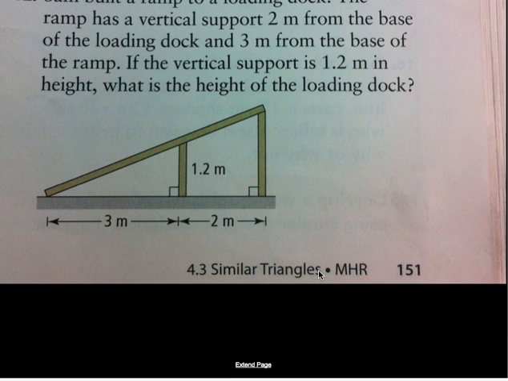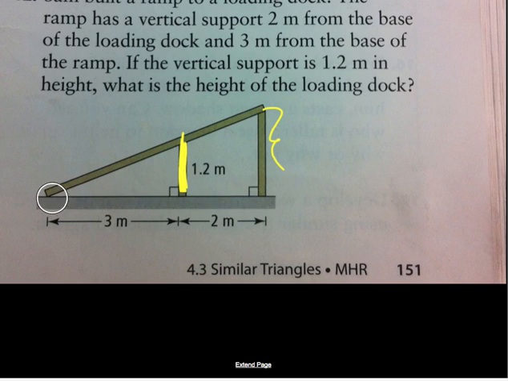Lock in place. All right, we should be good to go now. What it's saying is the dock is 2 meters from this support right here, is 2 meters away from the loading dock, and 3 meters from the base of the ramp. If the vertical support is 1.2, so if this piece right here is 1.2 meters high, what is the height of this? That's what we're looking for.